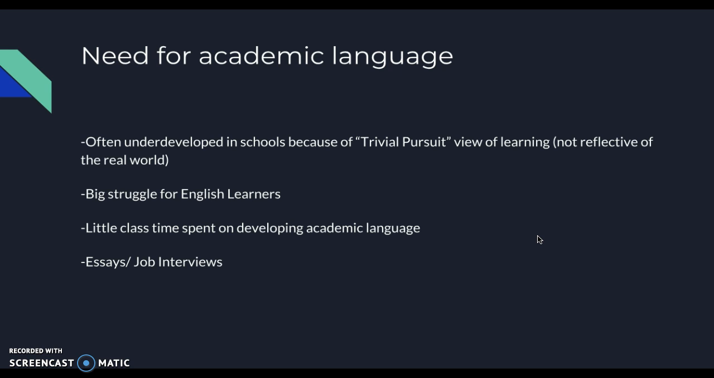Academic language is a big struggle for English learners because little class time is spent on developing this. And it really puts English learners behind because very often we have students write essays. One big example would be a college essay. If you want to get into college, you have to be strong at writing essays. If you don't know proper academic language, that really puts you behind the eight ball when you submit your college essay. Job interviews are another place where we see academic language a lot.